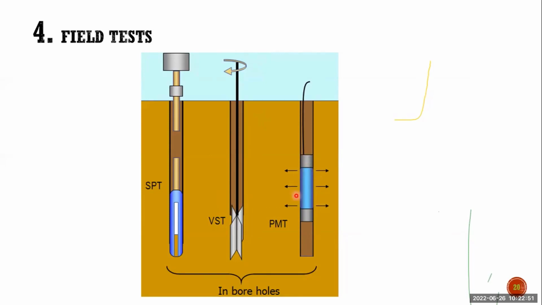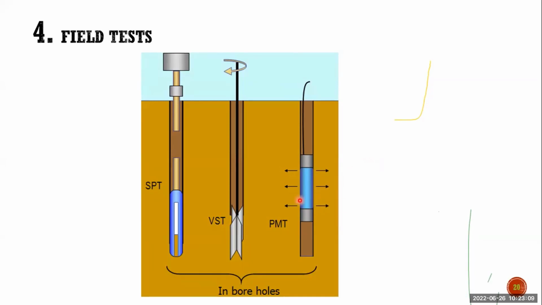Pressure meter test: a rubber membrane will be inserted in the soil. This rubber membrane will be expanded. If the surrounding soil is soft, it will easily expand. If it is stiff soil, it will resist. Based on that, we will know the stiffness and strength parameters of the soil.